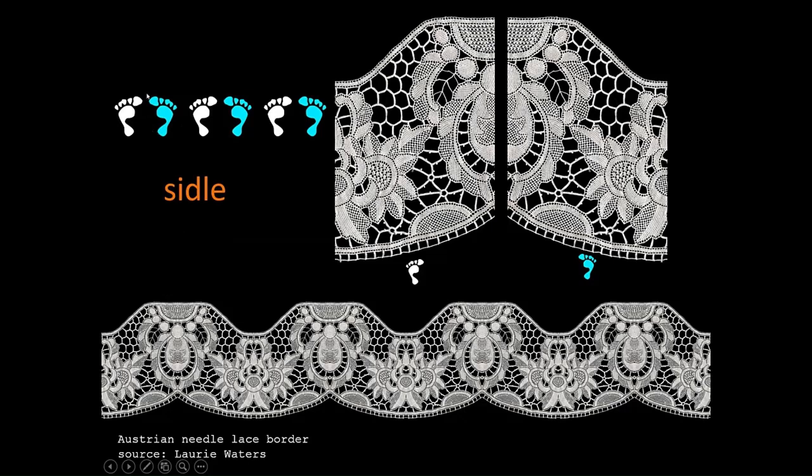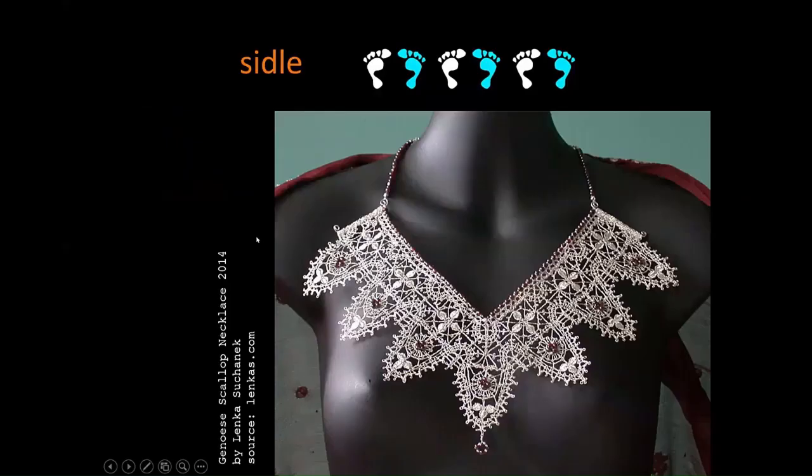And notice that just as we had two different mirror reflections in the footprints, we also have two in the lace. So here is one, and here is another. And they're very different. They look kind of similar, but if you look at the details of them, they're different. This kind of sidle symmetry is very common in deeply indented lace edgings, such as the Van Dyck collars, which were popular in the 17th century.